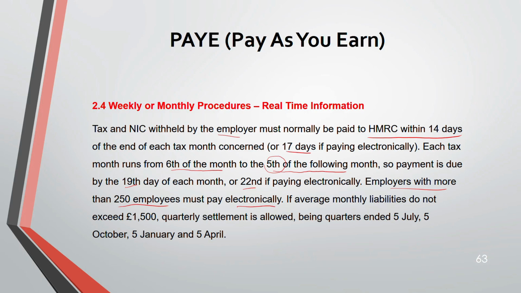If your average monthly liabilities do not exceed 1,500, then you can do a quarterly settlement. So these are the quarters: 5 July, 5 October, 5 January, 5 April. You have to remember those dates of the quarters. Very important, the due date.